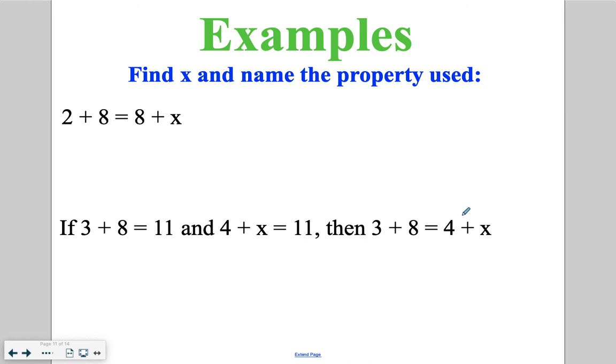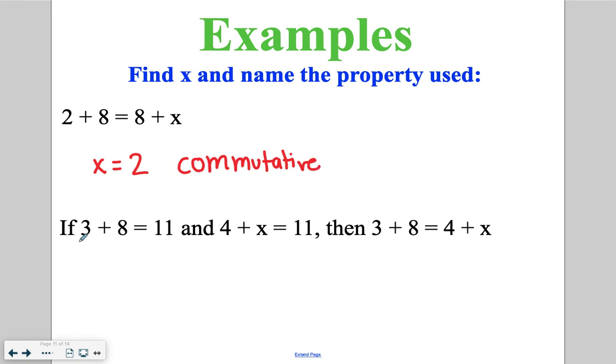Last thing you might encounter is being able to use the properties to make things equal. So this is going to potentially go into those properties of equality or addition or multiplication, etc. Here I'm looking at 2 plus 8 equals 8 plus something. In order to make that equal, that x is going to be 2. And then you're looking for the property that says you can reverse the order of addition, and that's going to be your commutative property.